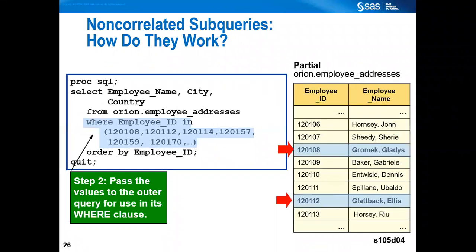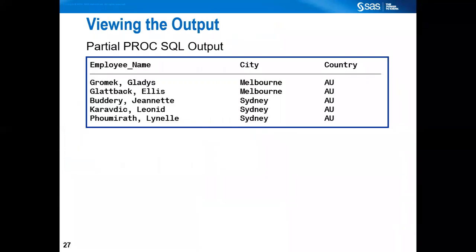So see, in step 2, it passes the values to the outer query for use in its where clause. So see, this subquery is written in your where clause. Either way, you always write a subquery either in your where clause or having clause, where it is subsetting your rows, right? These are the people having their birth dates in the month of February. These are their name, city, and country where they reside.